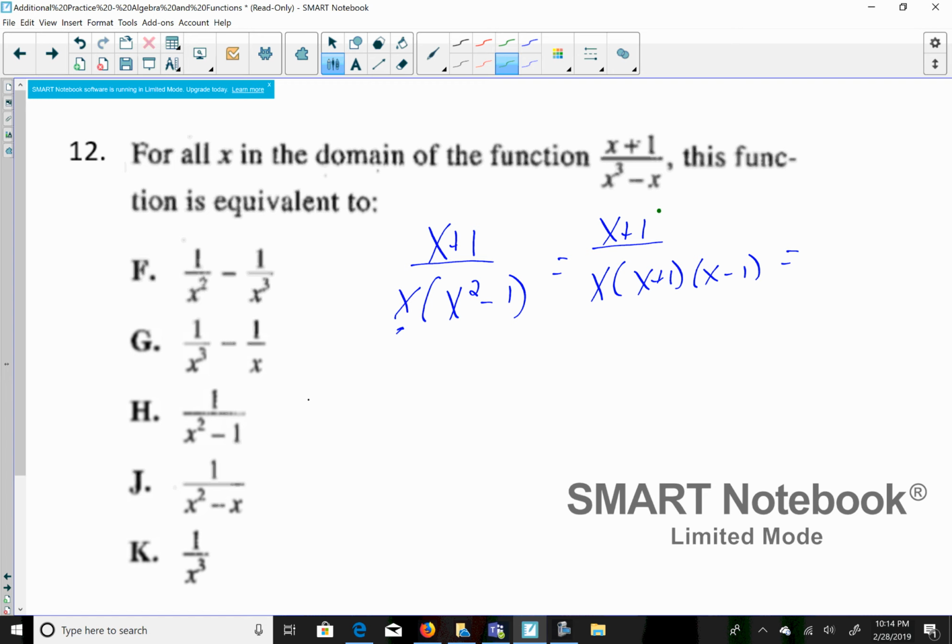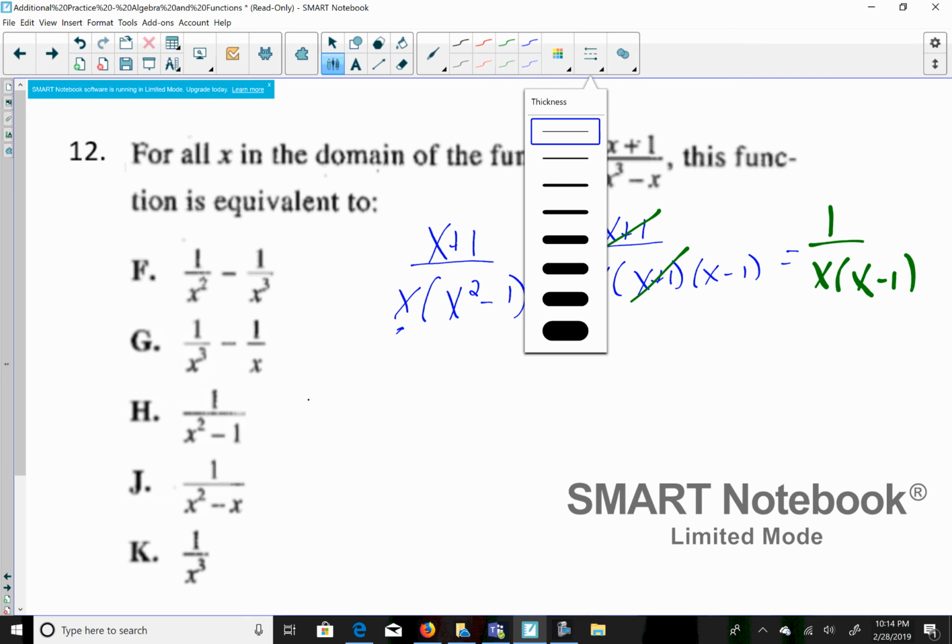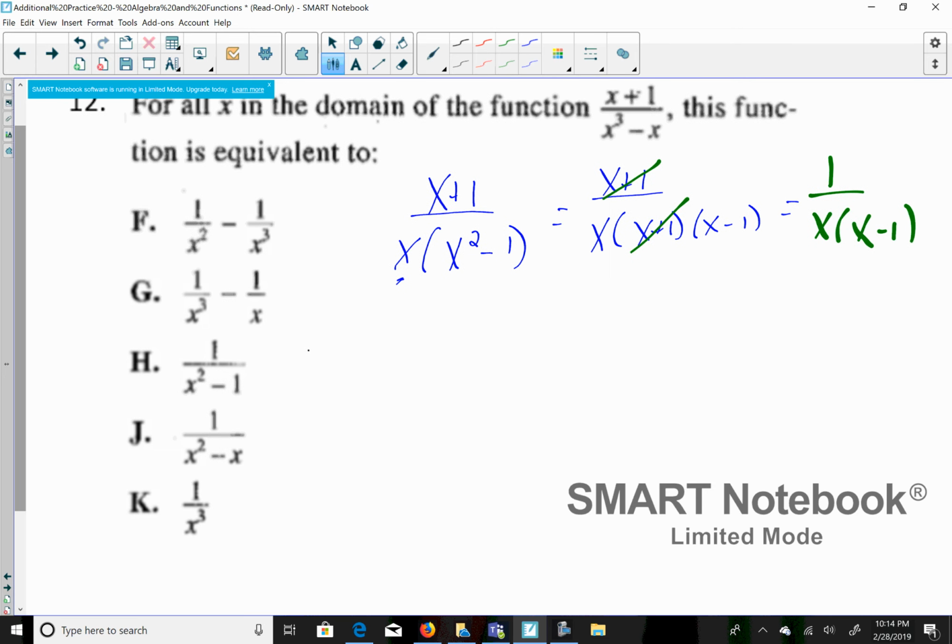I'm going to simplify the x plus 1's, and I'm left with 1 over x times x minus 1. When I look over to the left, I don't see that as any of my choices, so I redistribute this x. I have 1 over x squared minus x. Oops, that should be a minus. I'm getting a little sloppy here. So I'm going to have x squared minus x as my denominator. And that is choice J.